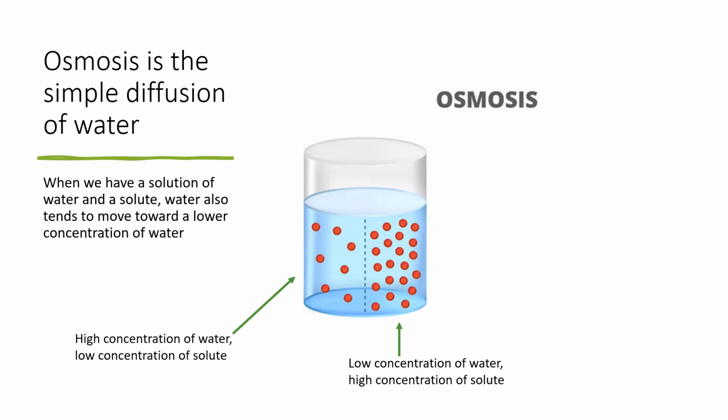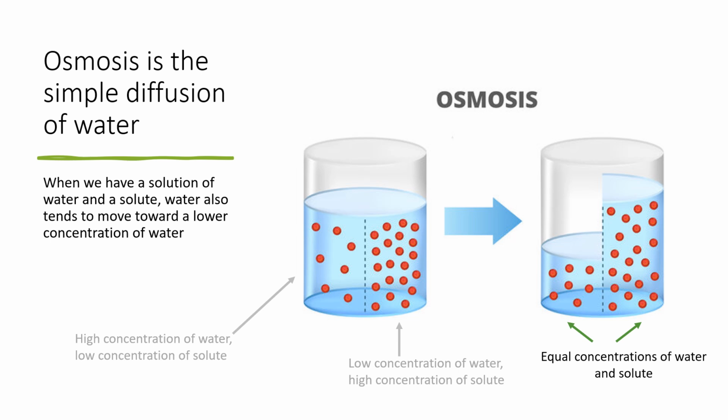If you look at the beaker here, imagine the dotted line is a semi-permeable barrier. Water can move through this barrier, but the solute cannot. On the left side of the barrier, we have a low concentration of solute, so we have a high concentration of water. Those water molecules want to even things out. They want to move towards a lower concentration. So they will move from left to right across this barrier.